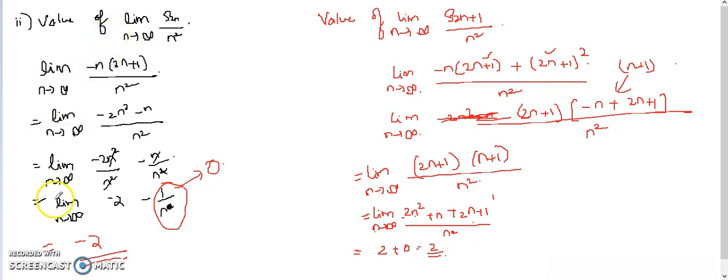So for the first one, the limit value was negative 2, whereas for the second one, the limit value is positive 2. So this is how you do question number 5, part 1 and 2.